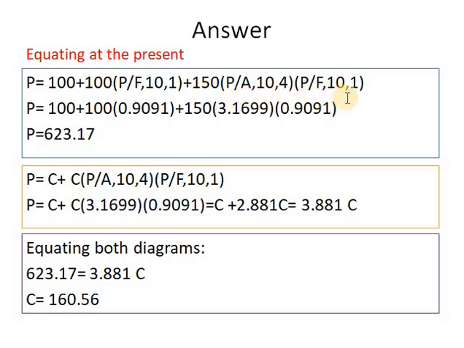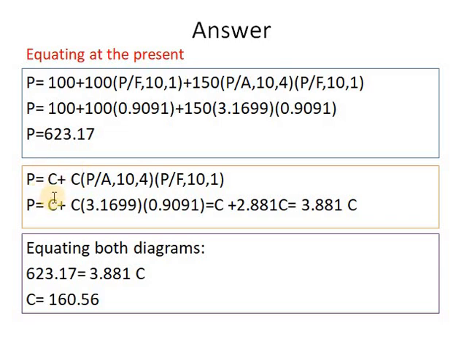So this annuity is deferred by 1 year only. So I'll multiply it with P knowing F, 10 and 1. We get the final answer of this part. We do the same for the second cash flow diagram.